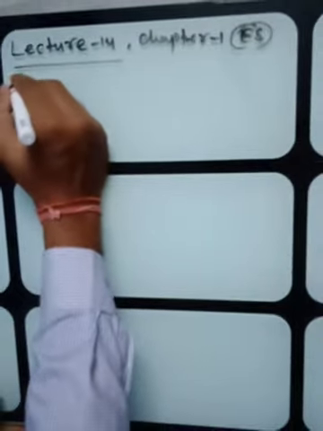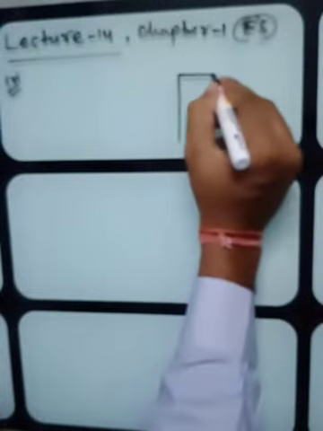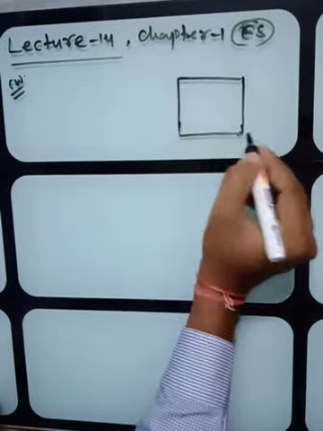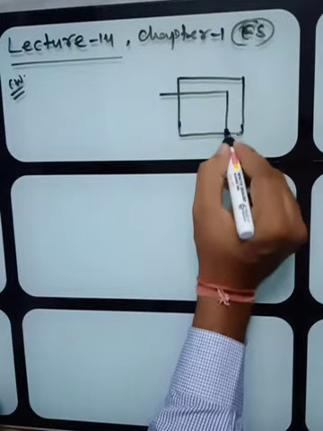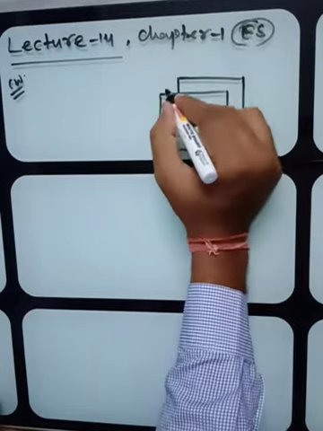This is classwork. If you can solve, I will give you some time. Again, this is the cubical body, and this cubical body is being placed in a uniform electric field, but this electric field is changing.